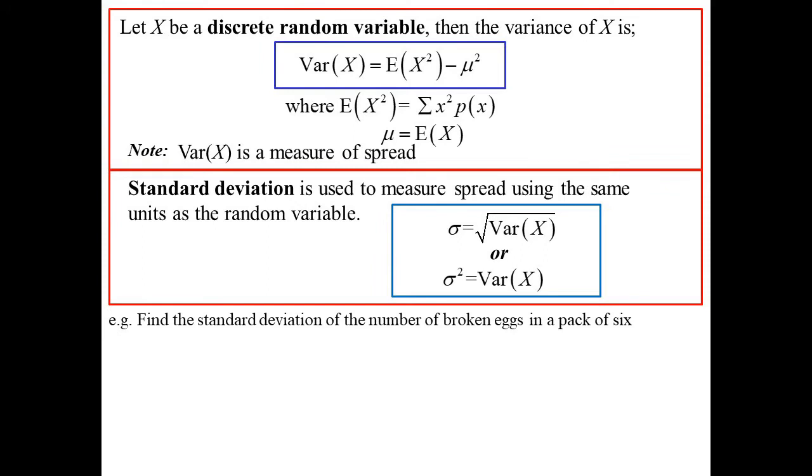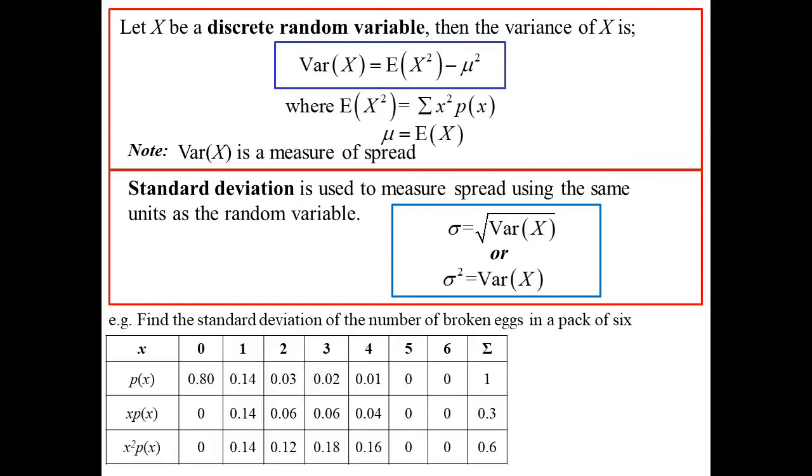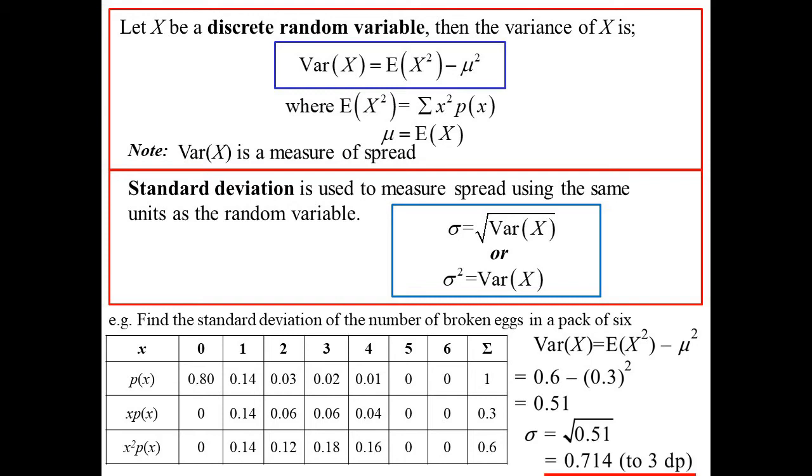Let's do our example. There's our eggs. We now have a third row, the x squared p(x) column, which adds up to be 0.6. So the variance then is the expected value of x squared, 0.6, minus the expected value of x, 0.3, squared. And we get 0.51. But that's the variance. They want the standard deviation. So the square root of that to 3 decimal places, 0.714.